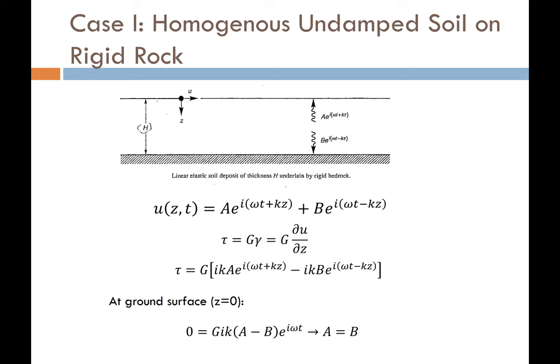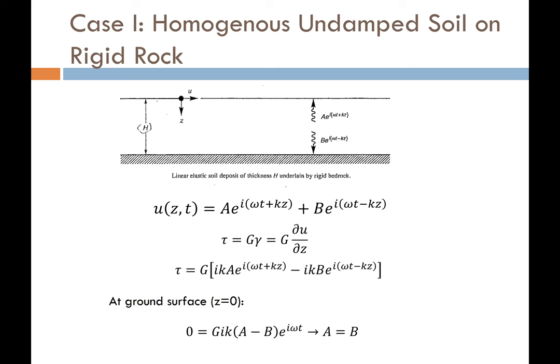Now we're going to analyze a few different cases of elastic soil. Case number one is going to be the most basic and certainly the most unrealistic case. This is where we have a homogeneous, undamped soil on rigid rock. Homogeneous meaning the soil is completely uniform, its properties are the same no matter where you are, and undamped means that it's not only perfectly elastic, but it maintains its energy and will never lose energy as the waves bounce around up and down the soil.